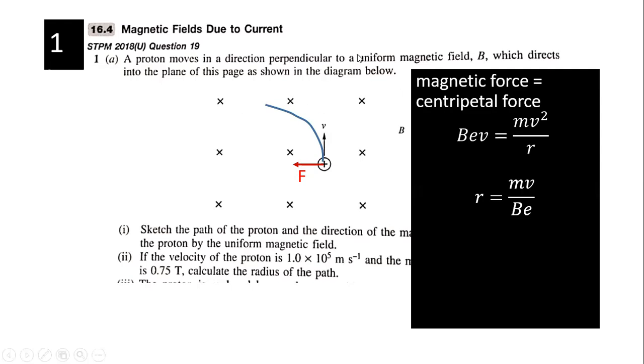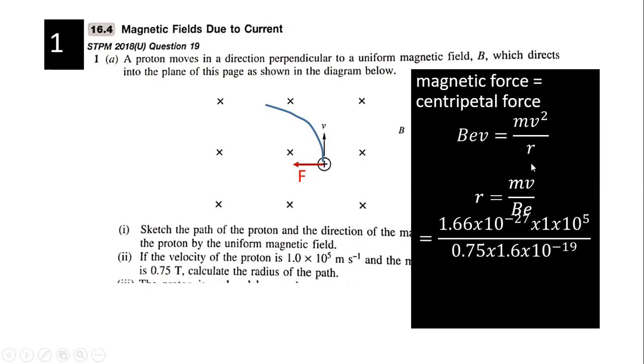Take your PE down. 1V, cancel 1V. Take the R to the other side and put in your values. Get it from your value of constants. That's the mass of the proton. That's your speed, given there. And then your B is given. And then E is from your value of constants, and then calculate it out.